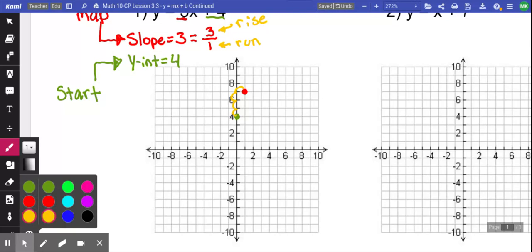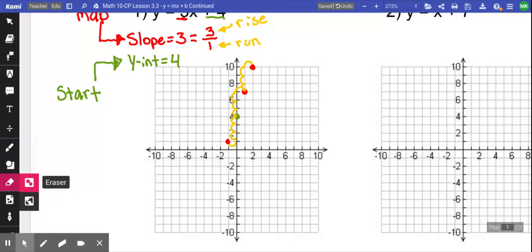And I need to do that a couple times. So rise 3, 1, 2, 3, and then run 1, 1. And I could also do that backwards. So instead of rising 3, I could go down 3, 1, 2, 3, and then I could go to the left 1, 1. And you'll notice that when I have all these dots on here, I'm creating a straight line.